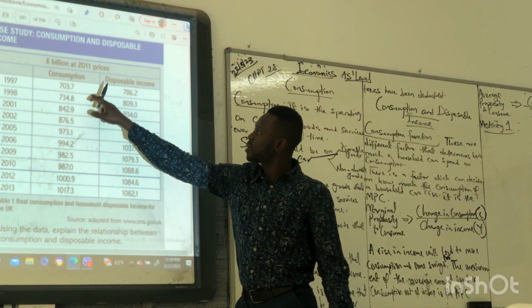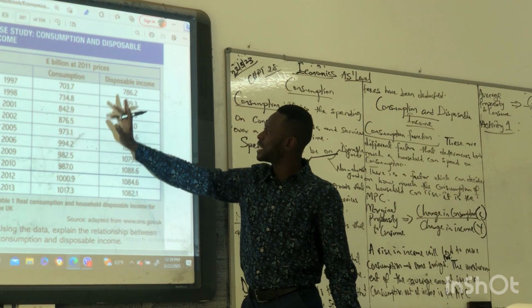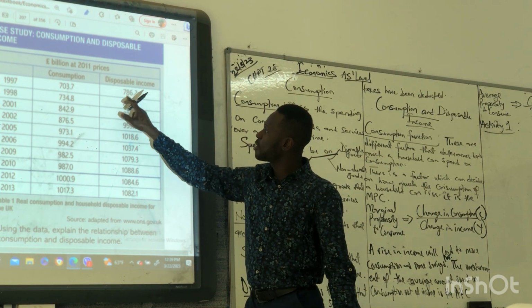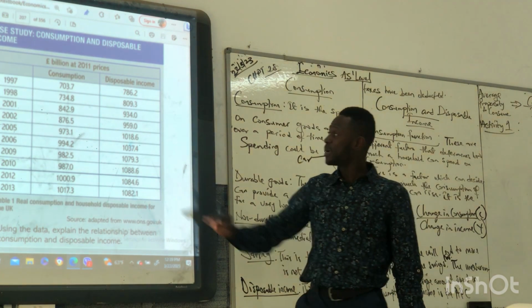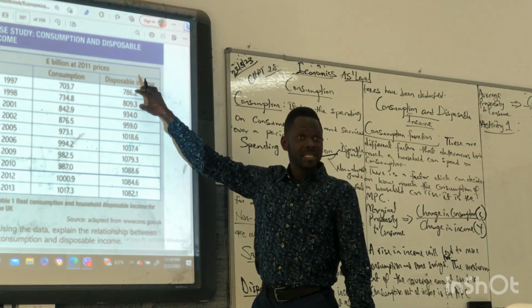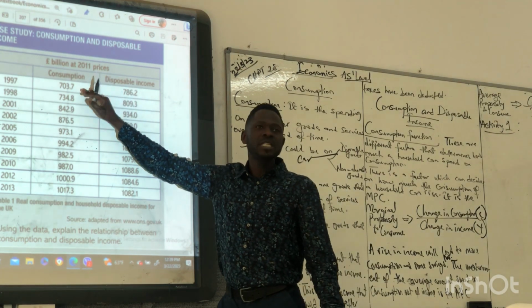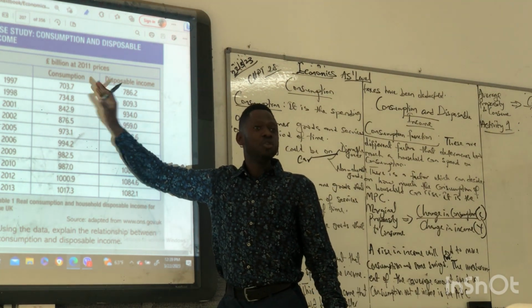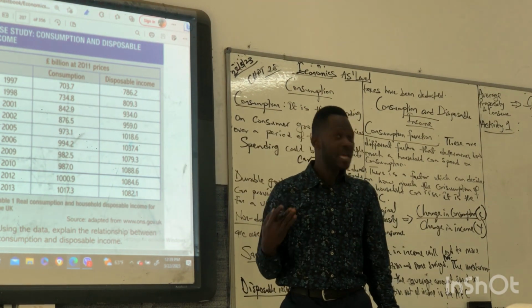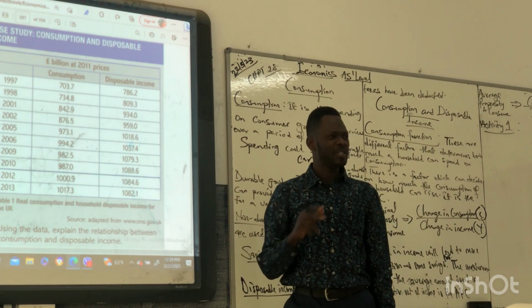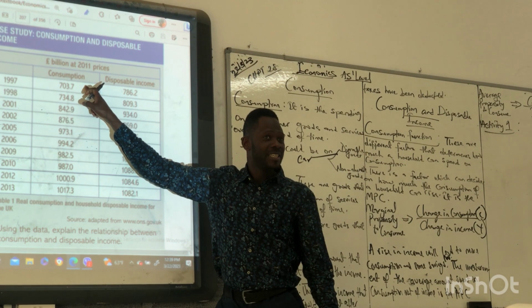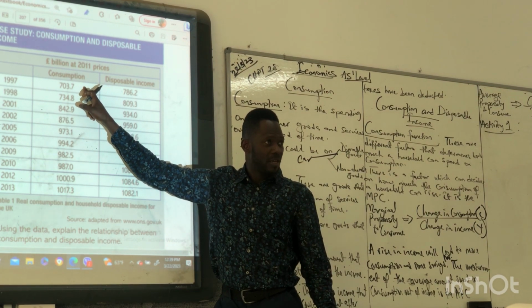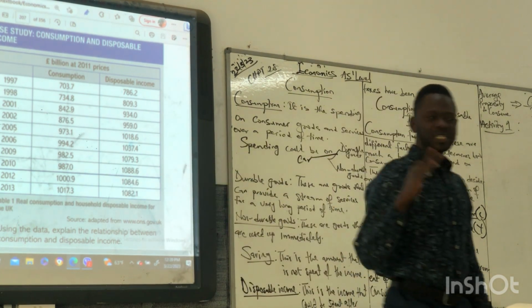Here, the relationship between consumption and disposable income for 1997 is that disposable income is more than the consumption. That means the amount of money you have to spend, you didn't spend it all. You have the ability to spend, but you didn't spend it all. Do you get the point? You have more here, but you spend less. Do you understand the relationship here? Yes. Clear. So that's all about that.